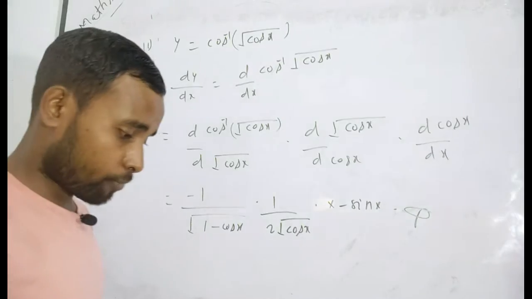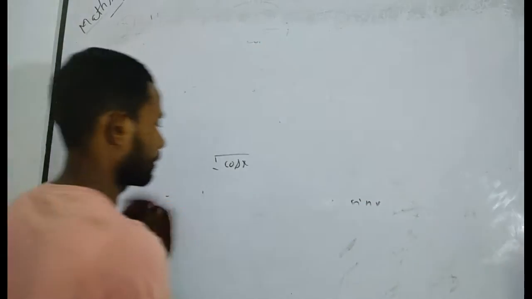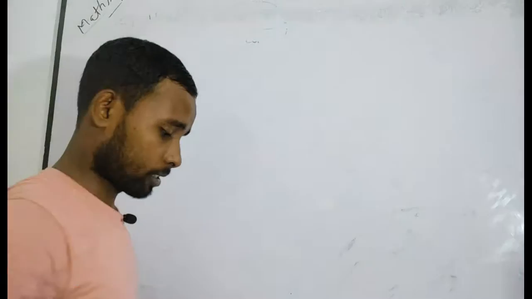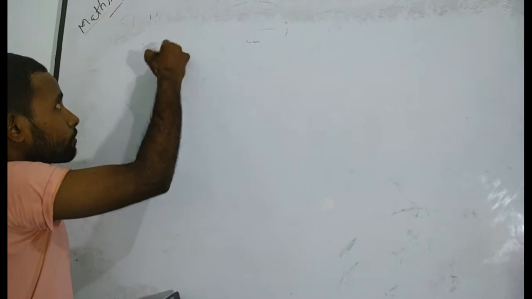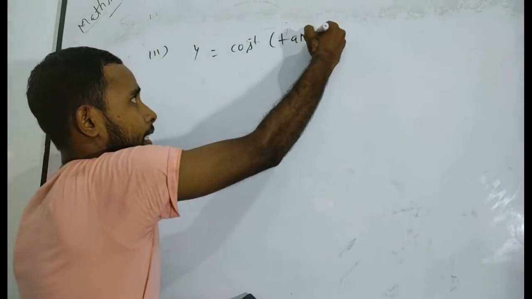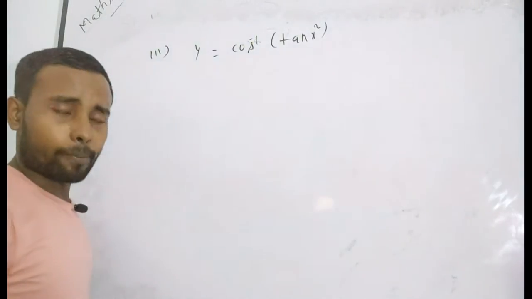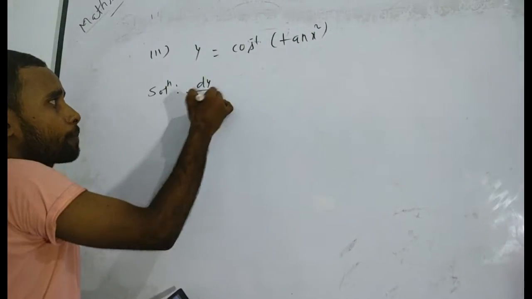This is your second. Now we will take the next problem, that is the third. In the third question, y is equal to cos inverse 10x square. This is given. Now you have to differentiate, so firstly differentiate with respect to x.